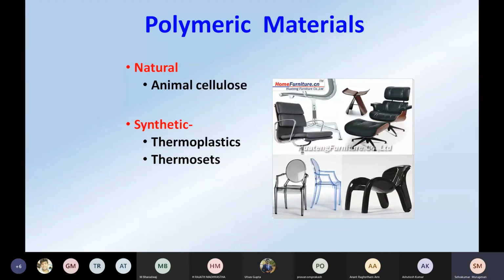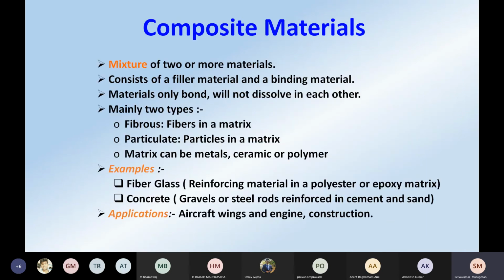In polymeric materials, we have subdivisions: natural polymeric materials and synthetic materials. Synthetic materials again have categories like thermoplastics and thermosets. I hope all those terms are familiar. Very briefly, thermosets are non-recyclable, and thermoplastics are recyclable.